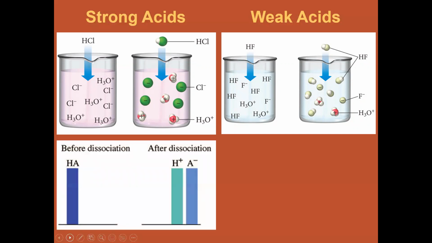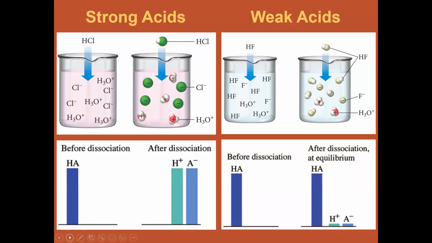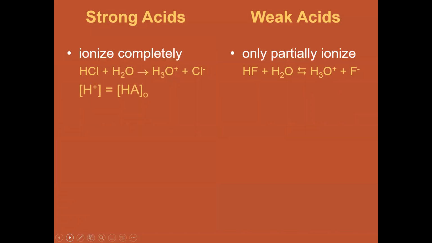So this yet again is just showing before dissociation with strong acids, we only have acid. After dissociation, we only have the ions. Whereas with weak acids, we're still going to have a lot of that parent acid and just a little bit of the ions. So with strong acids, whenever we're looking at the hydrogen ion concentration, it is equal to the concentration of the parent acid. Remember, strong acids are considered strong electrolytes because they produce so many ions. They can easily conduct electricity.